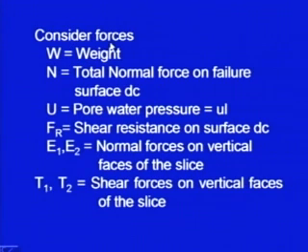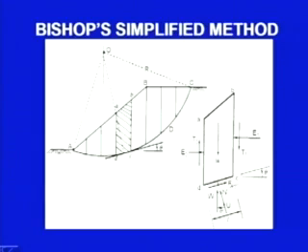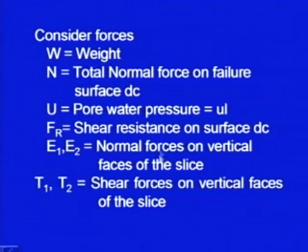Now, the forces which we are considering here are: W is the weight of the slice; N is the total normal force on the failure surface DC at the base; U is the pore water pressure, equal to u into L; N was the total normal force, and N dash will be equal to the effective normal force; and Fr is the shear resistance on the surface DC. Here this is the base and Fr is the shear resistance.